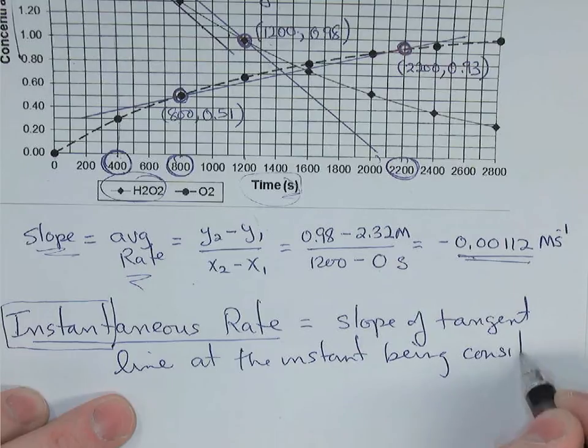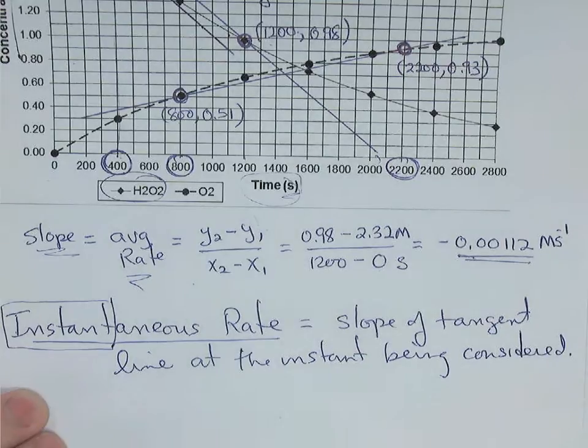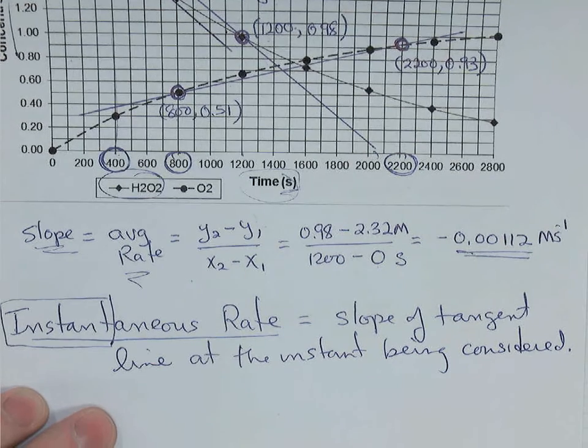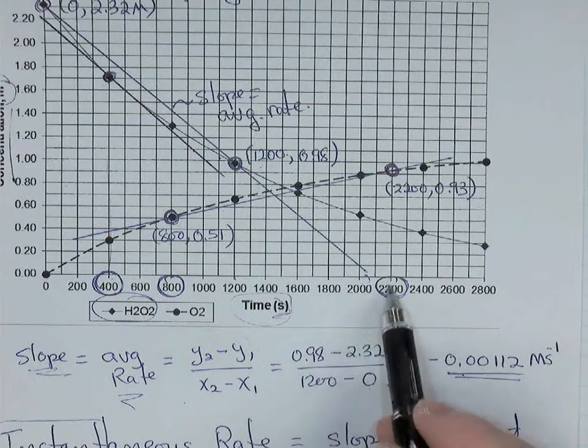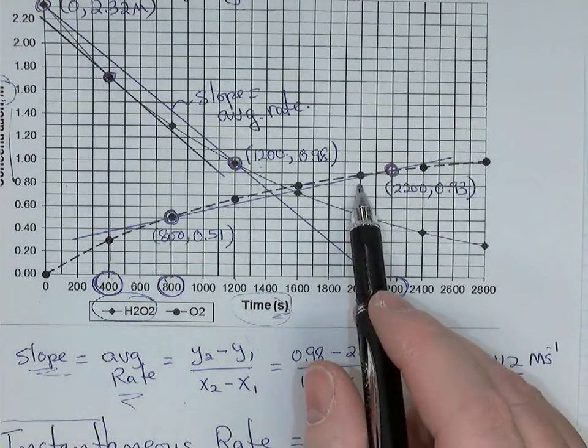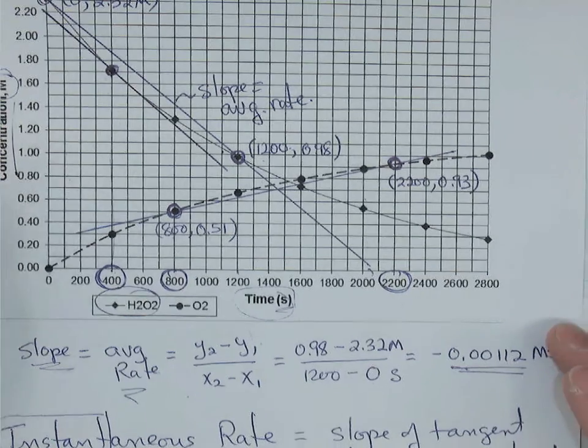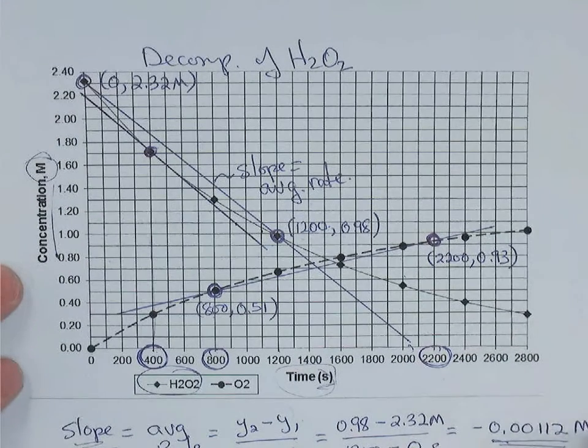So if you're asked to find the instantaneous rate at 2,000 seconds, then at 2,000 seconds, go to your curve and draw a tangent line at that point. Find the slope of the tangent line, and you have the instantaneous rate. So let's go back to this tangent line. Now, how do you find the slope of that tangent line?